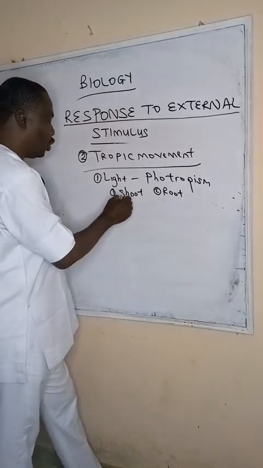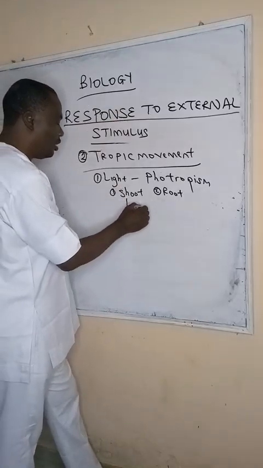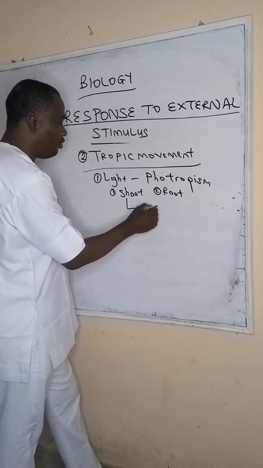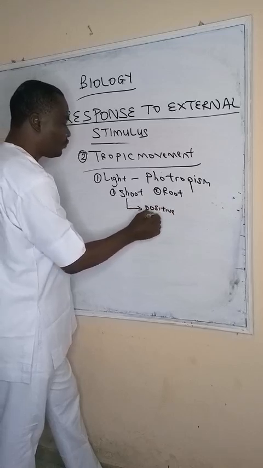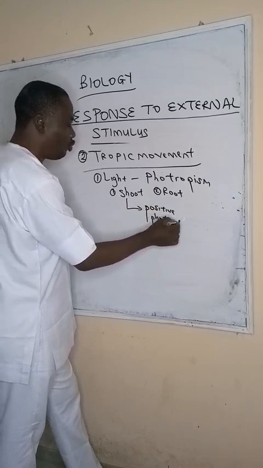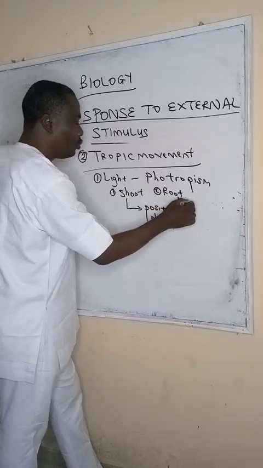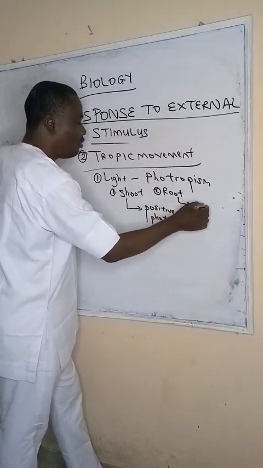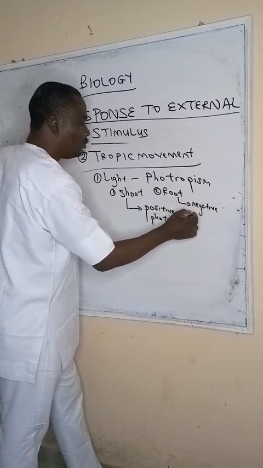So the shoots of green plants show positive phototropism, while the roots show negative phototropism.